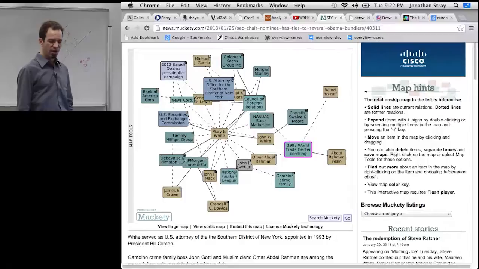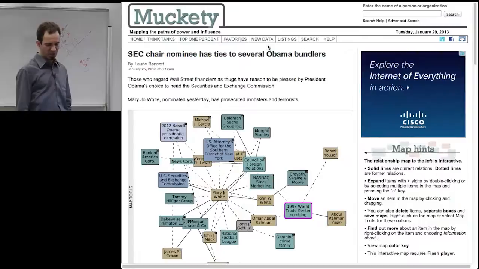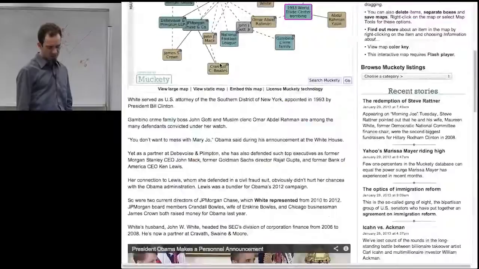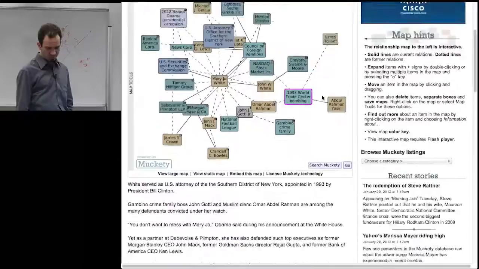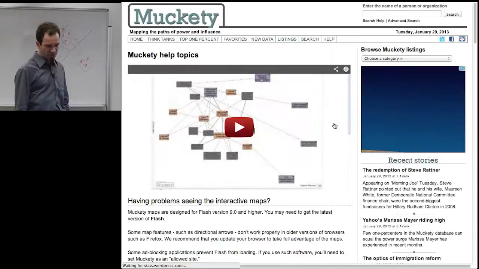So right. Which news organization? I don't know who funds it, actually. But it's just called Muckety. It's just Muckety.com. I think what they do is they provide data services as how they make their money. So, people who need this for research of some sort.